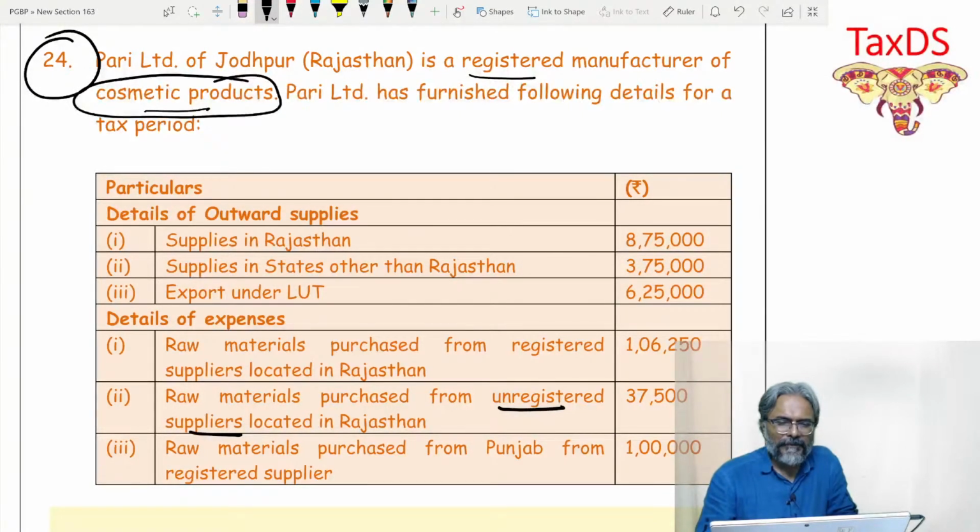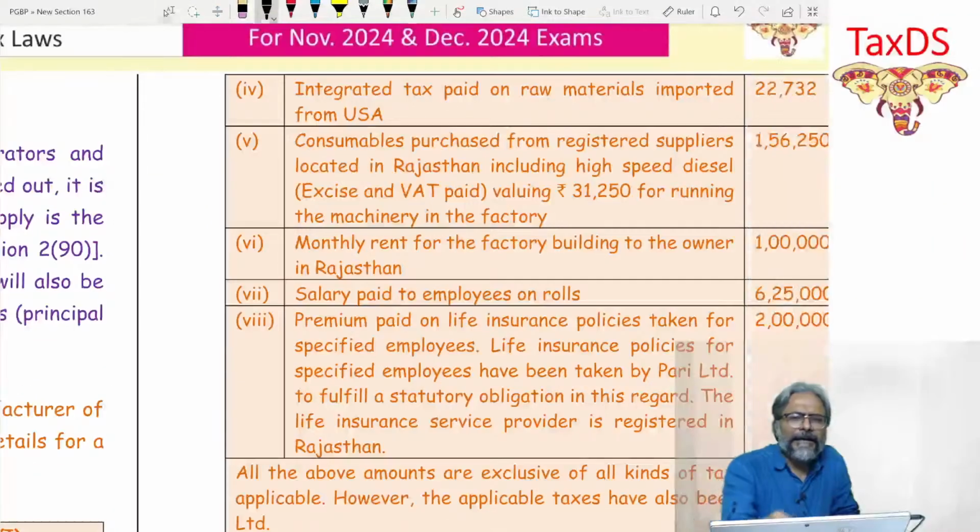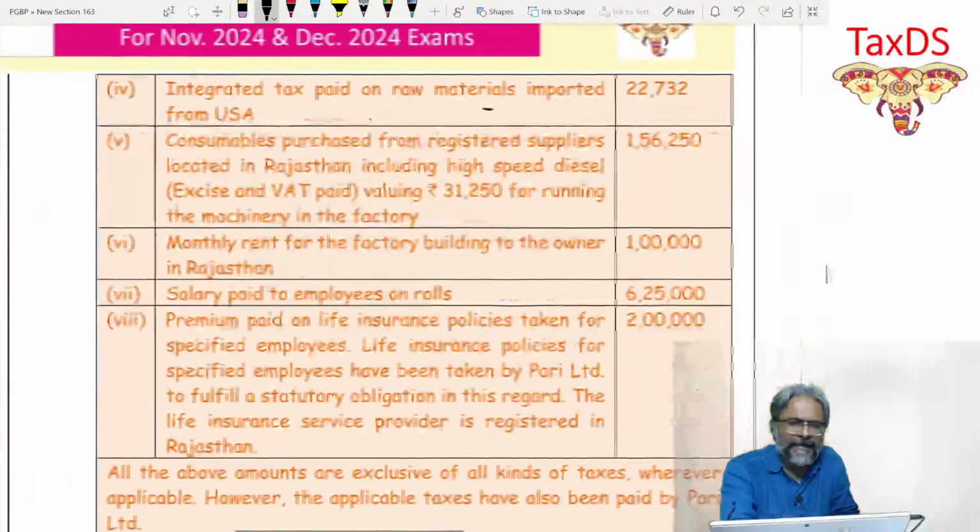So for raw material purchased from an unregistered supplier, no GST will be charged by the unregistered supplier in the invoice, and hence no credit can be taken. Raw material purchased from Punjab. In this context, you will have the IGST credit that can be taken. Integrated tax paid on raw material imported from USA, you can take the IGST credit.